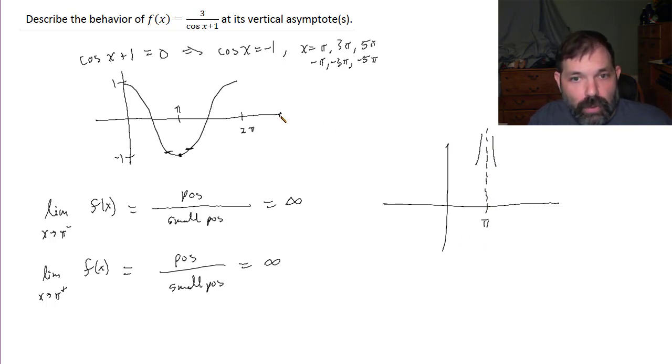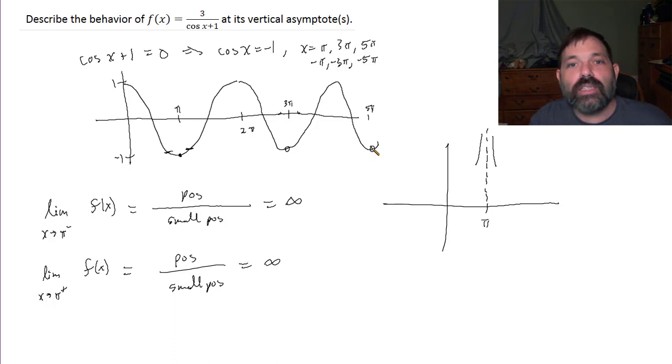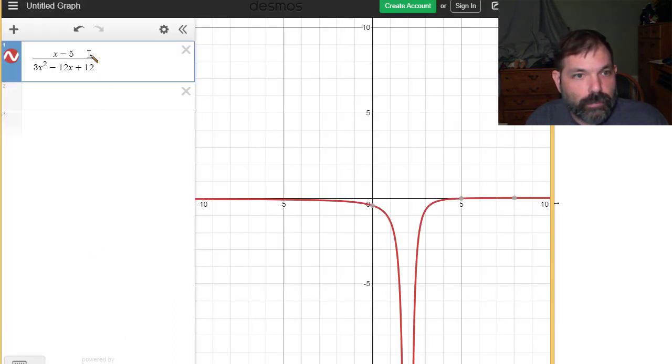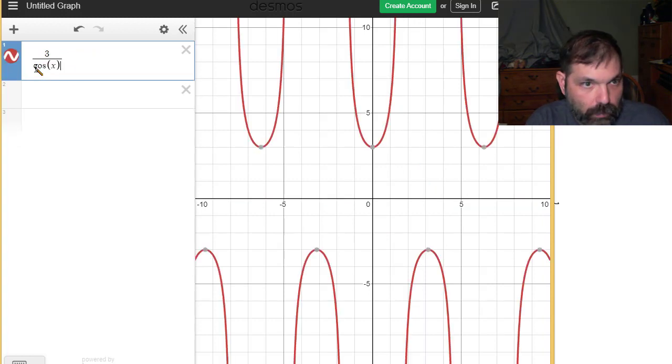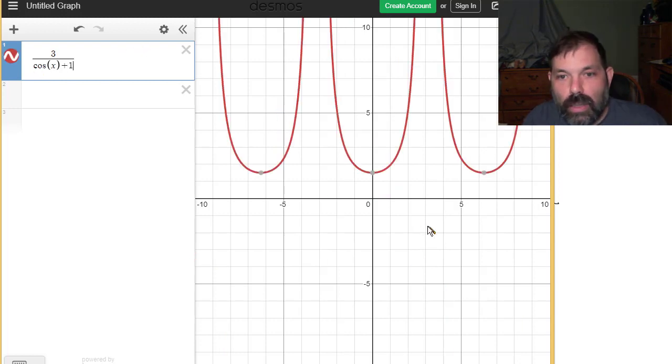And since the behavior of the cosine function at 3 pi is similar, and at 5 pi is similar, I expect a similar behavior at every one of the vertical asymptotes. Let's go ahead and take a look at this graph on Desmos. All right, so the graph is 3 over cosine x plus 1. And here I see a vertical asymptote, and I'm guessing it's about at 3.14. Right, looks to be at about pi.